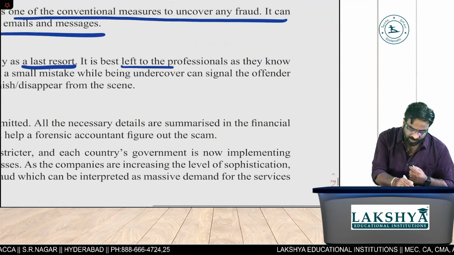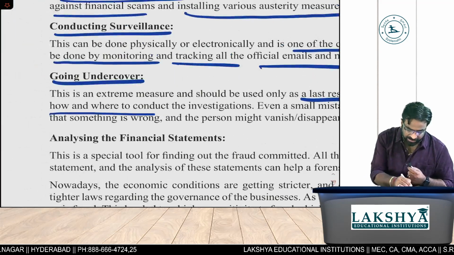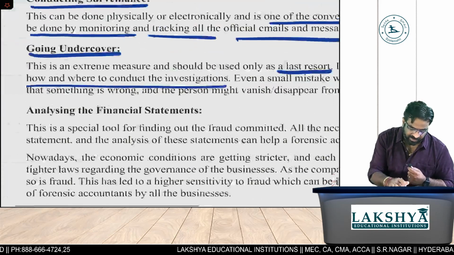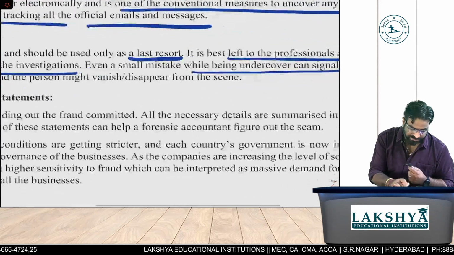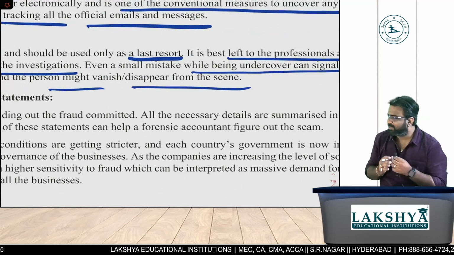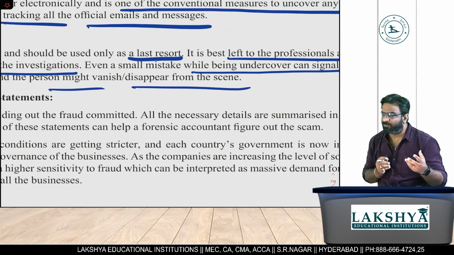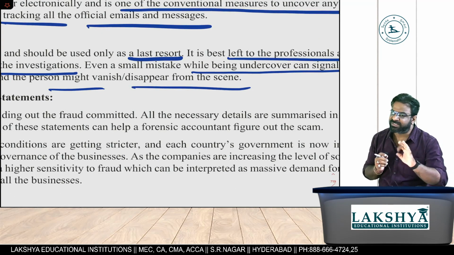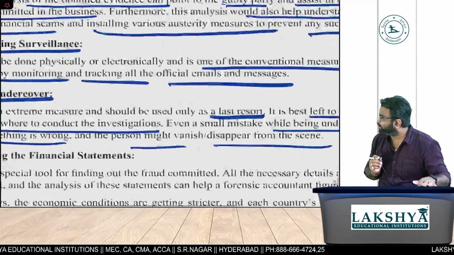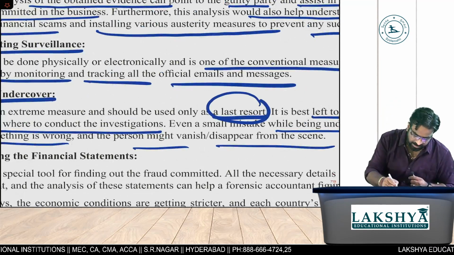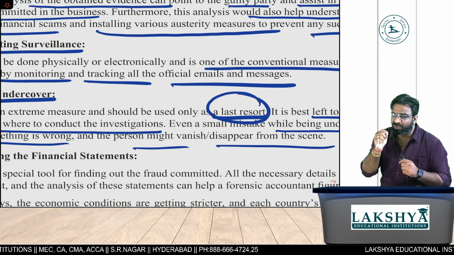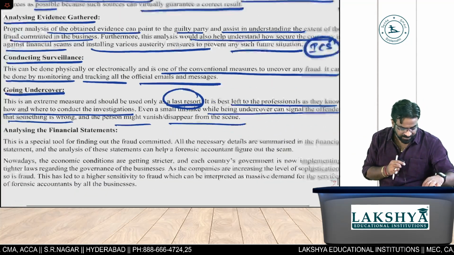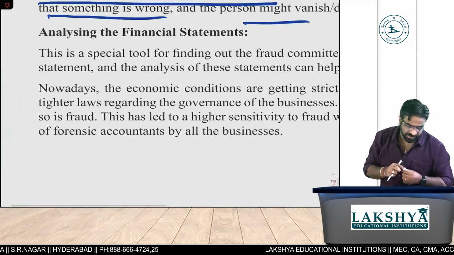It is best left to the professional as they know how and where to conduct the investigation. Even a small mistake while being undercover can signal the offender that something is wrong and the person might vanish or disappear from the scene. So you have to be very much careful. If you know how to do the undercover, then only you should do. Otherwise, hire a person who is expert in that. And this is your last option, not the first option. What is the point written? Because a small, wrong signal from your side may alert that person and the offender may escape from the scene. Next one, analyzing the what statement.